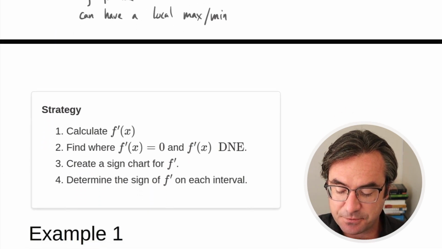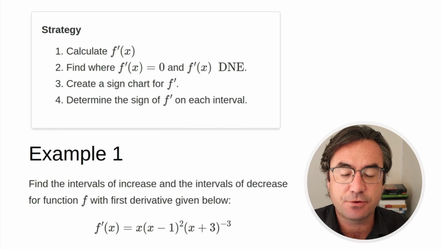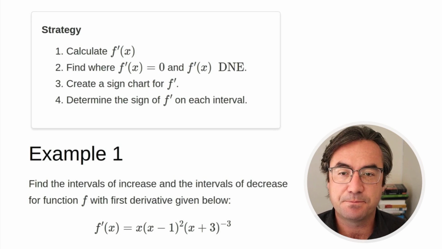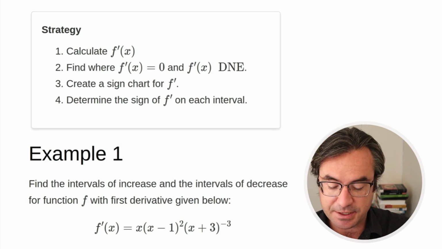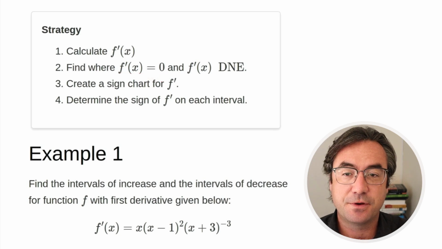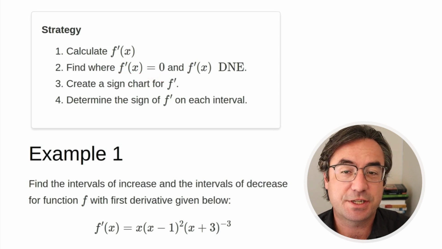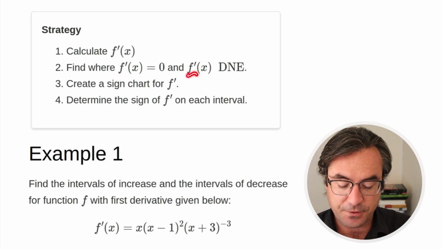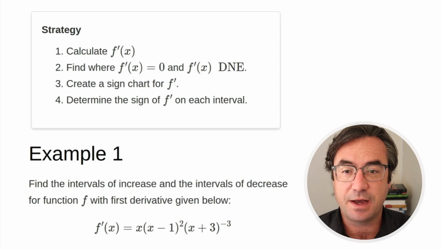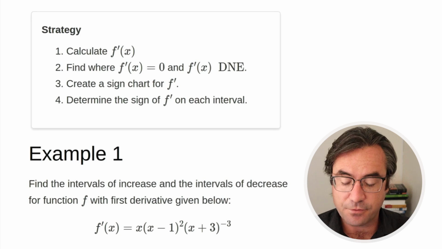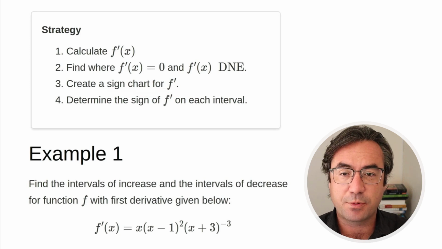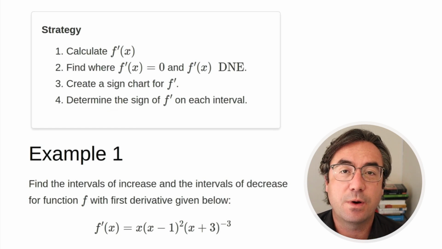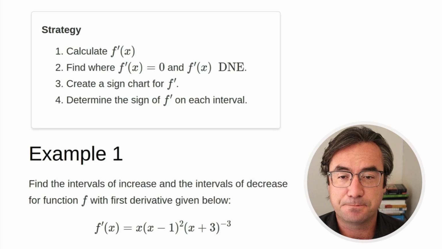And so the steps for finding intervals of increase-decrease: the first step is to calculate the first derivative. The second step is to take that derivative we just calculated, set it equal to 0 and solve for x, and then also figure out where that first derivative is undefined. And then from there, we're going to create a sign chart for f prime, and then fill it in, and that'll tell us where f is increasing, decreasing.